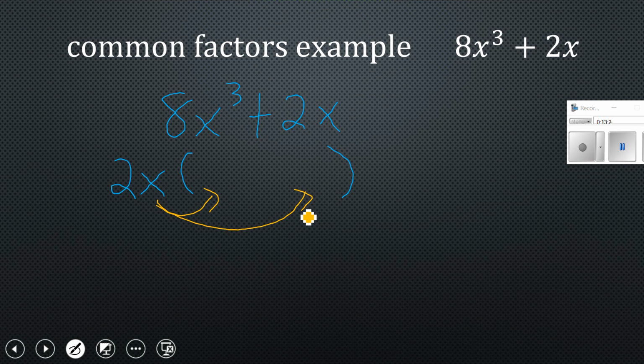So we ask ourselves the question, if I were to multiply 2x by something to get back to 8x to the third, what would that be? In this case, 2 times 4 would give me 8, and then x squared would give me 4x squared, and then 2x times 1 would give me that.